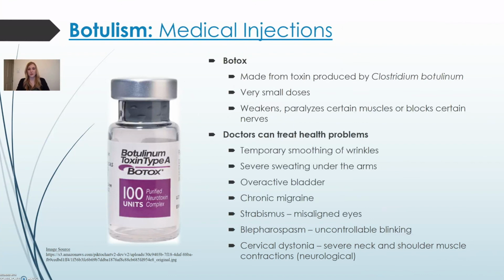Something fun or interesting I wanted to share about botulism is that the type A toxin produced by Clostridium botulinum makes up the toxin used in Botox by pharmaceutical companies. They use that toxin in very, very small doses to weaken and paralyze certain muscles or block certain nerves in the body. It's most commonly known for cosmetic reasons by temporarily smoothing wrinkles, but doctors can use that toxin in very small doses to treat other health problems like hyperhidrosis, overactive bladder, chronic migraine, and some others like you can see. I hope you enjoyed learning a little bit more about Botox.